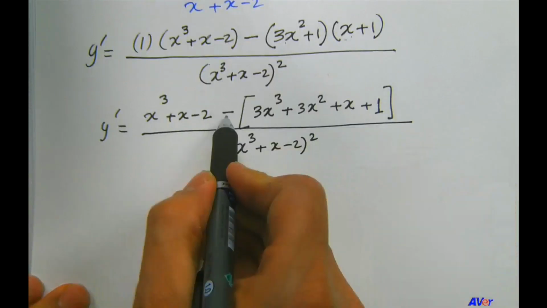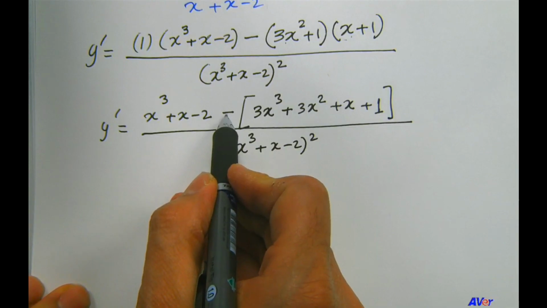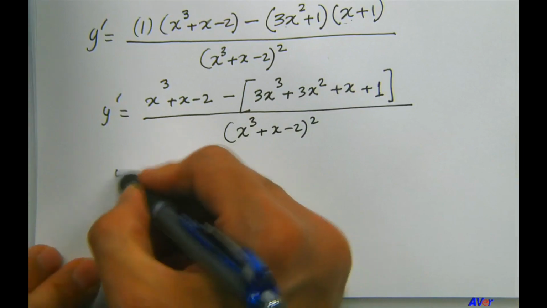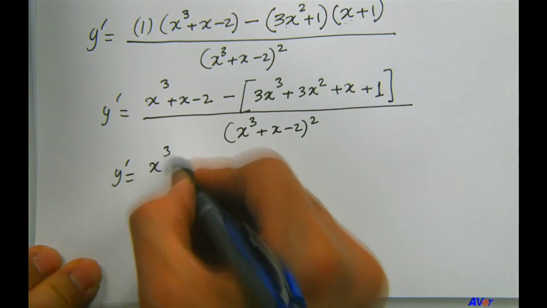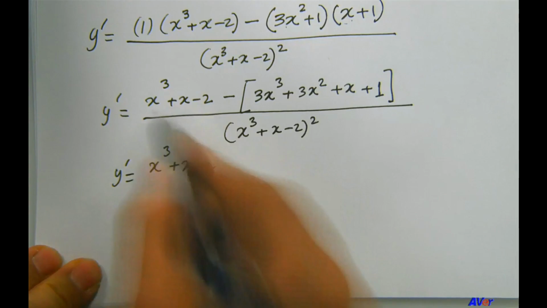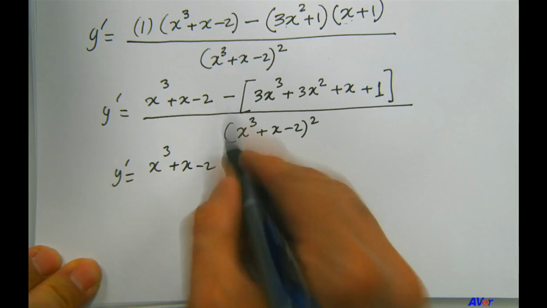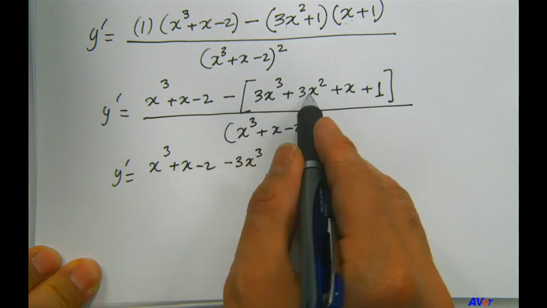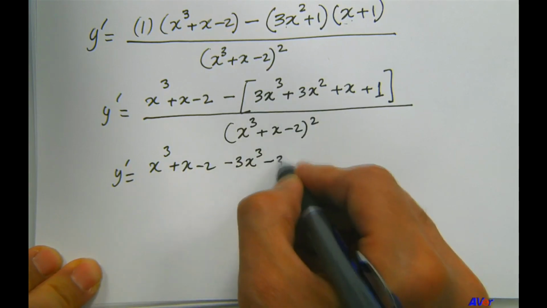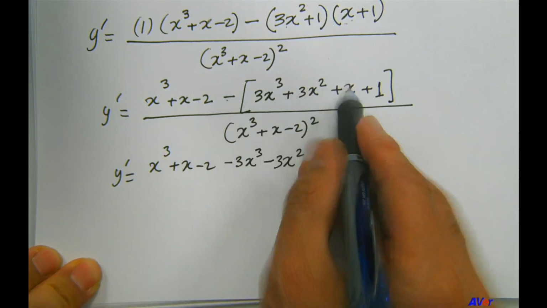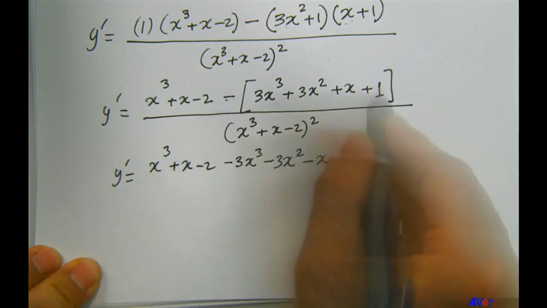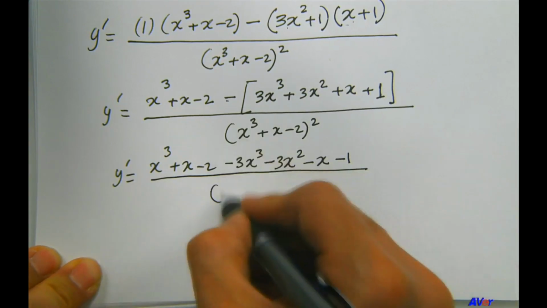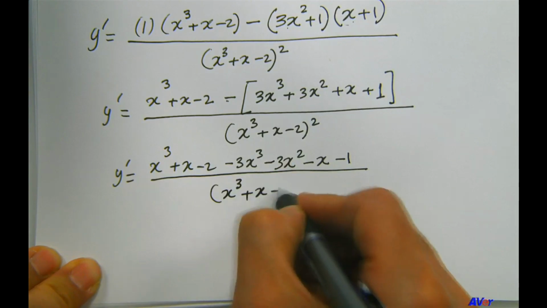Of course, we need to distribute this minus in front. We need to distribute that into everything that comes after it, right? So let's do that. That's all of that. Then let's distribute this. Minus times 3x cubed minus 1 times 3x squared minus times x minus times 1. All of that divided by x cubed plus x minus 2 squared.